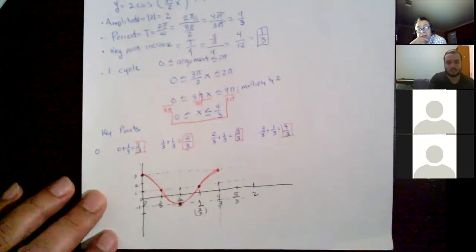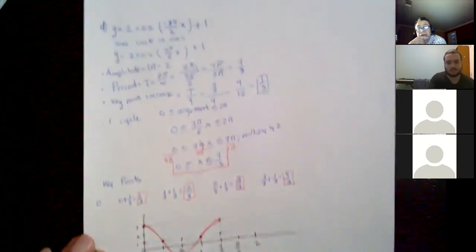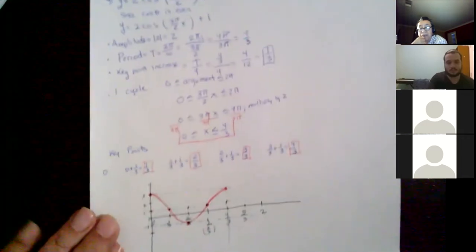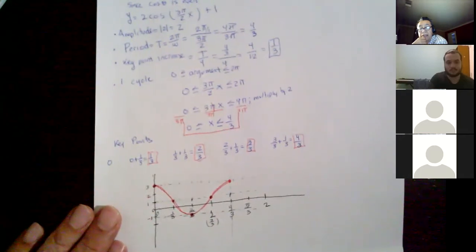So let me repeat what I did again. Given the function, I start by finding the amplitude. I find the period. I find the key point increase. And I also find one cycle. It tells me where it starts and where it ends. From there, I find the key points. Now that I found the key points, I start my graph and scale it. I draw the key points here.